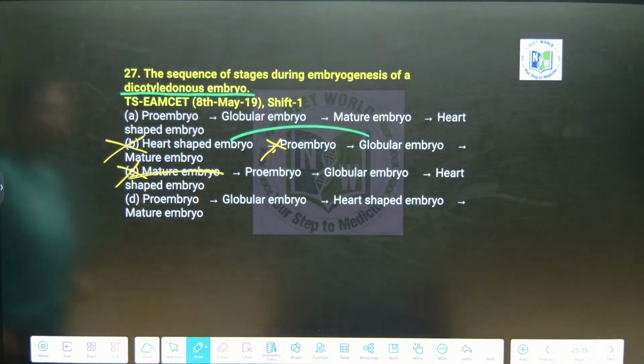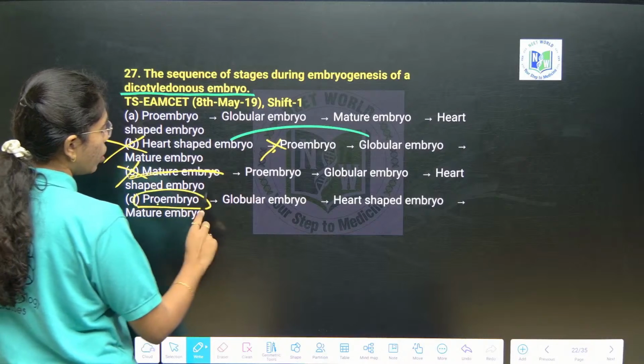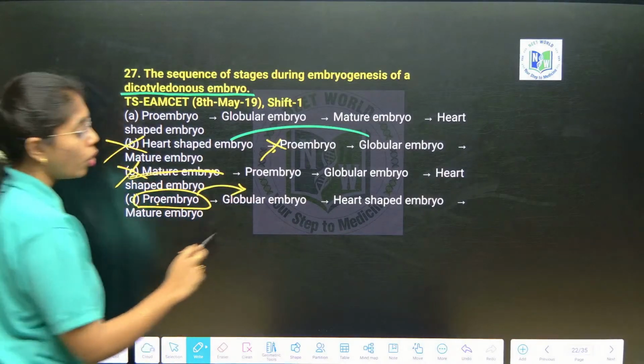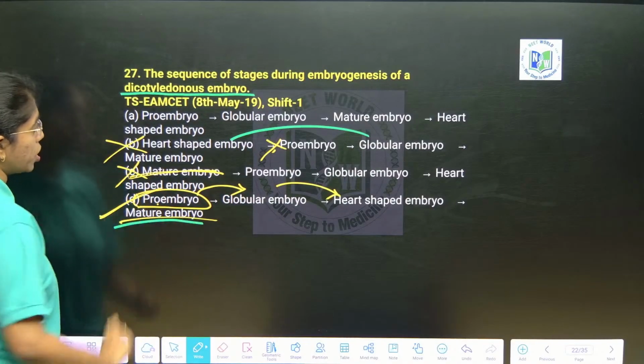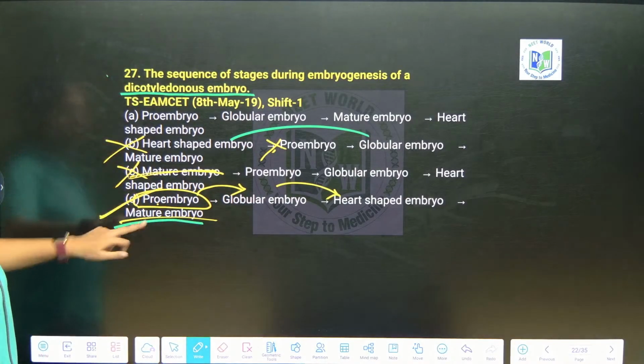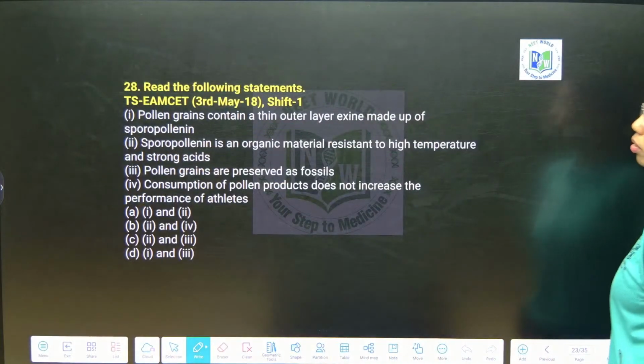So here you see, first the sequence of stages of embryogenesis. First will be pro-embryo, followed by globular embryo, followed by heart-shaped embryo, lastly mature embryo, which is option D. So question 27, the right answer is option D. Next, you look at this question.